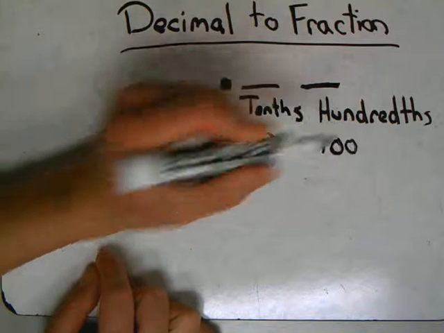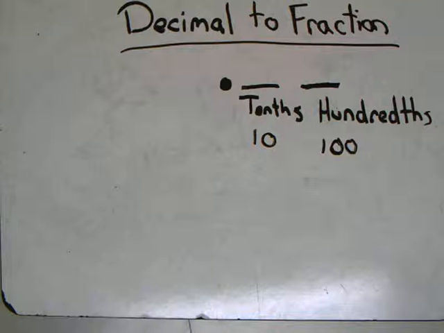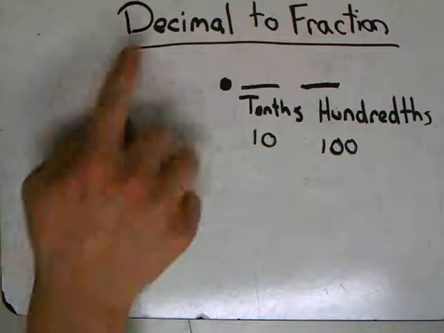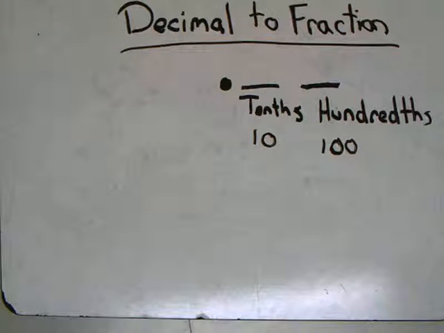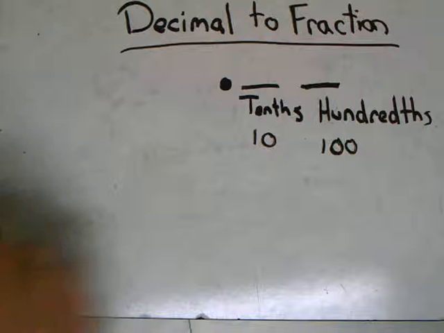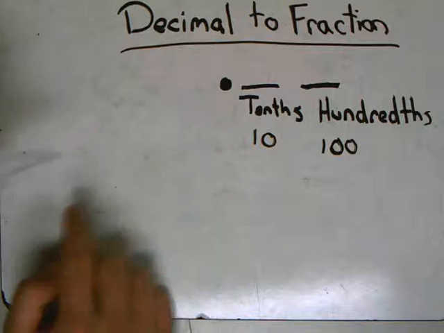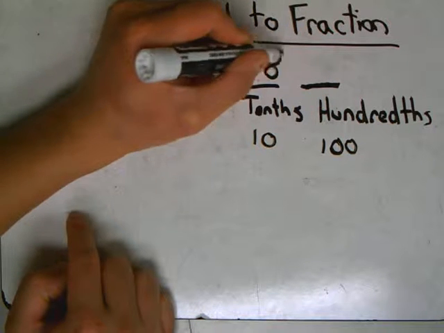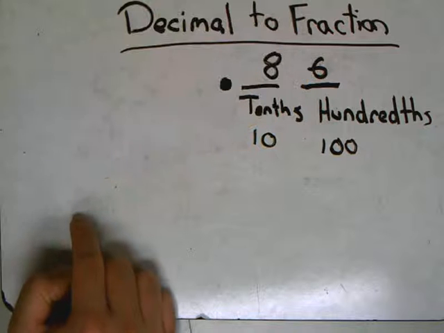Now, these numbers are very important because these are soon going to become your new denominators when you change your decimal to a fraction. So let's go ahead and plug in a decimal. Let's say I have the decimal 86 hundredths. I have an 8 in my tenths place, and I have a 6 in my hundredths.